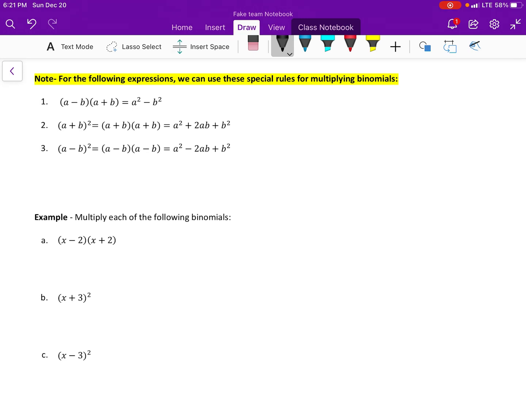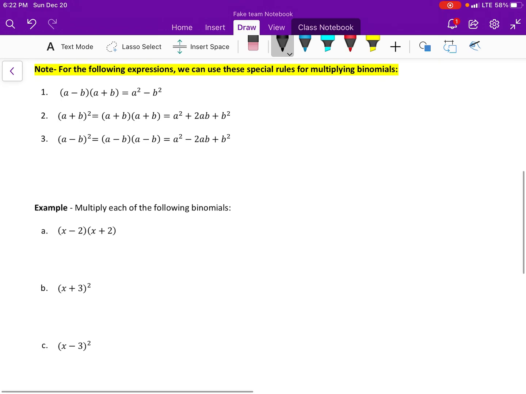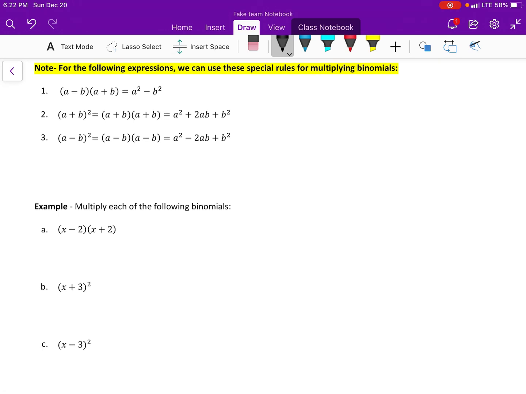And then finally, if we have a minus b squared, that's going to be a minus b times a minus b, and that's just going to be equal to a squared minus 2ab plus b squared. Now again, we could verify that these all work using the FOIL method. If you just FOILed these out, you would see that we get each of these results. But since these occur very frequently, we want to use these rules to make the process a little bit quicker. So we have 3 examples that we want to do, and we're going to see which case we fall into, and then use the appropriate rule.